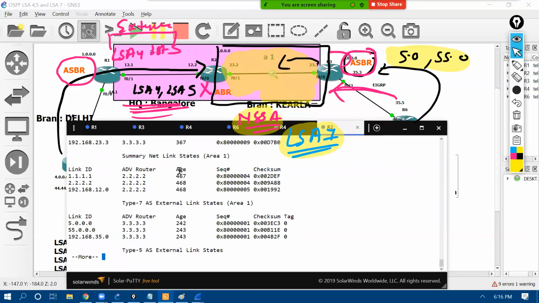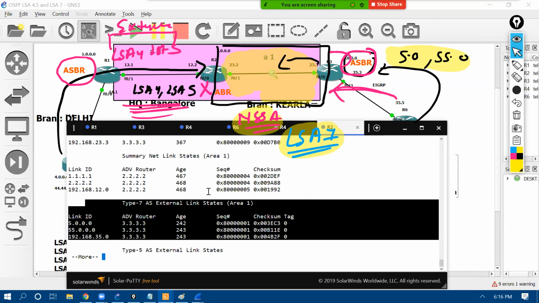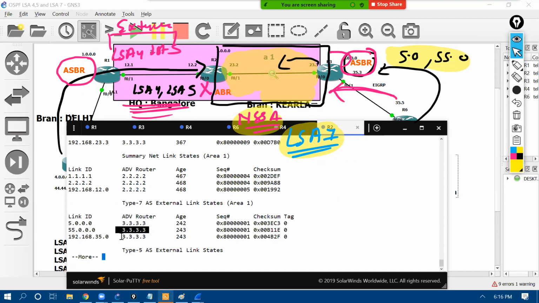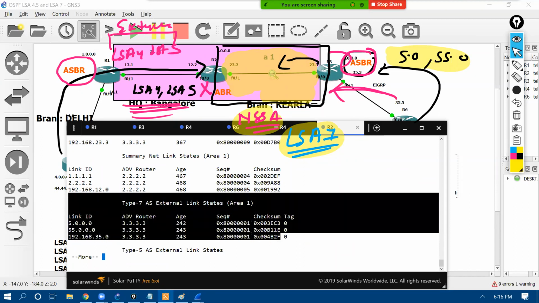It has come. 3.0, 5.0 and 55.0 as a type 7 LSA. And who is generating this? 3.3.3.3, this is the ASBR router. You saw? This is the type 7 LSA. So we have solved the issues. Both the issues have been resolved by making the area an NSSA area. Stub is also not allowing, and NSSA is also not allowing over there.